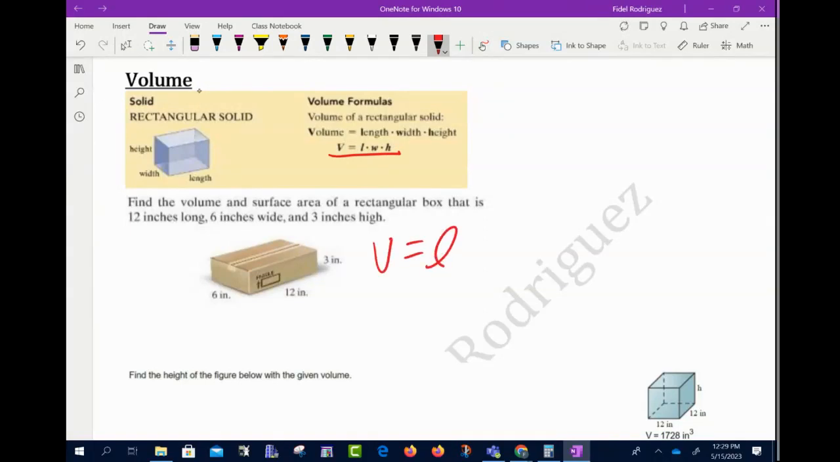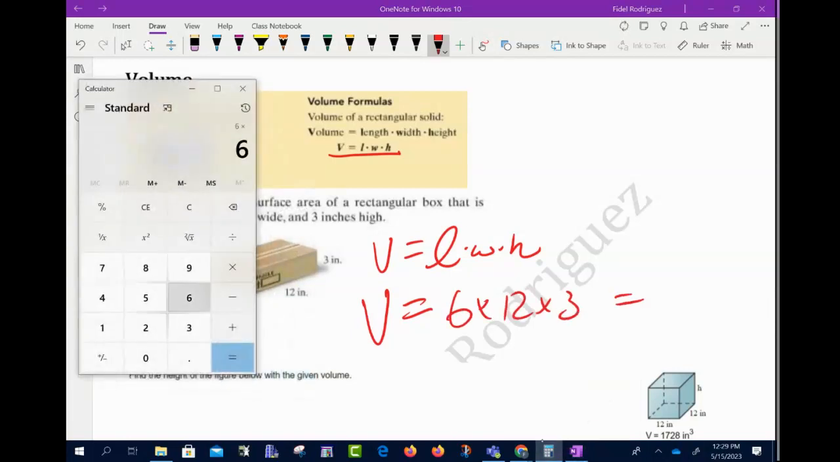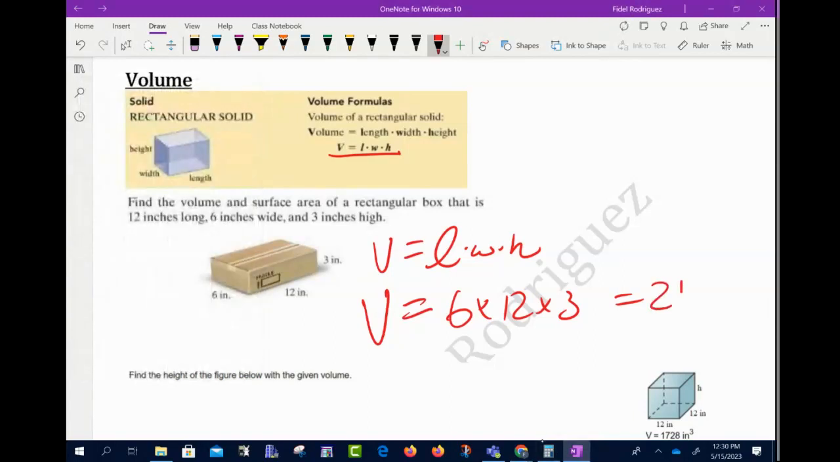Okay, so one thing I want to mention here, y'all, look, volume, length times width times height. And again, remember, y'all, we're multiplying. What number do I put first or second or third? It doesn't make any difference because we're multiplying. What numbers am I going to multiply here? And does it matter what order I put them in? Nah. 6 times 12 times 3. Okay, so let's do this. 6 times 12 times 3 is 216.